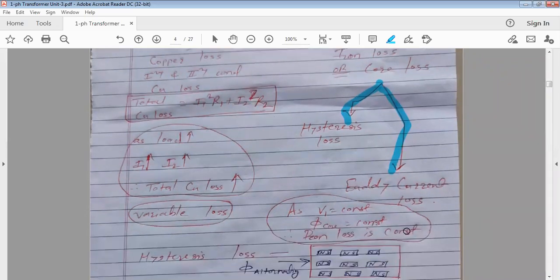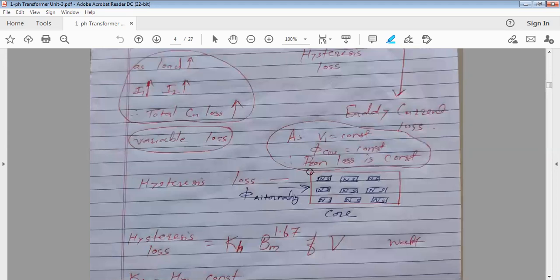Now, what do you mean by hysteresis loss? What do you mean by eddy current loss? How to minimize them? That we'll see. Hysteresis loss. Now, see, we have seen transformer core is made up of silicon steel. And why silicon steel is used to minimize the hysteresis loss? Hysteresis loss means what? See, that magnetic core is made up of material silicon steel and it's a laminated construction.